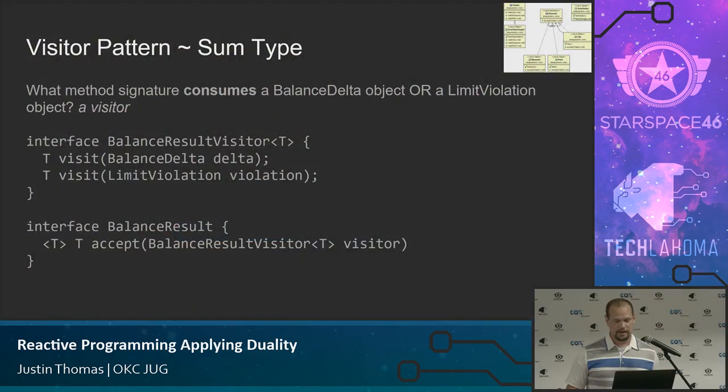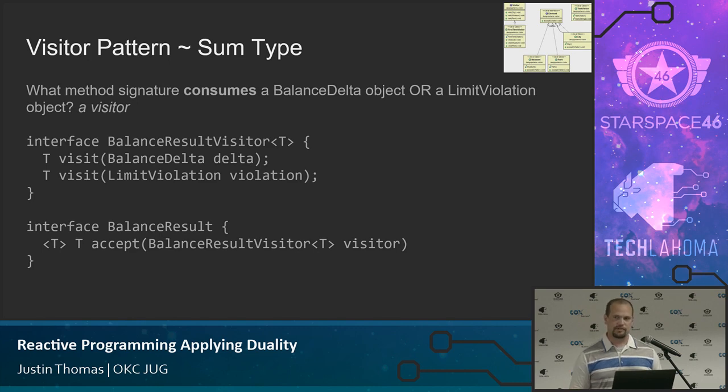So the visitor pattern, another pattern from the Gang of Four, is where you actually get a lot closer to the sum type. Because in the visitor, I could say, here's my balanced result visitor, and I give it a generic T to say that from every branch of this visitor, I'm going to return the same type T. This is similar to what I had before. Remember, I had two methods, deal with the delta and deal with the limit violation. That's just an implementation of this visitor now.